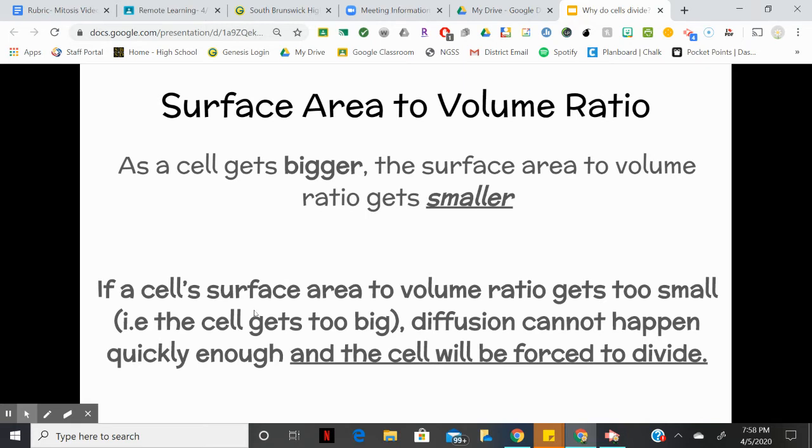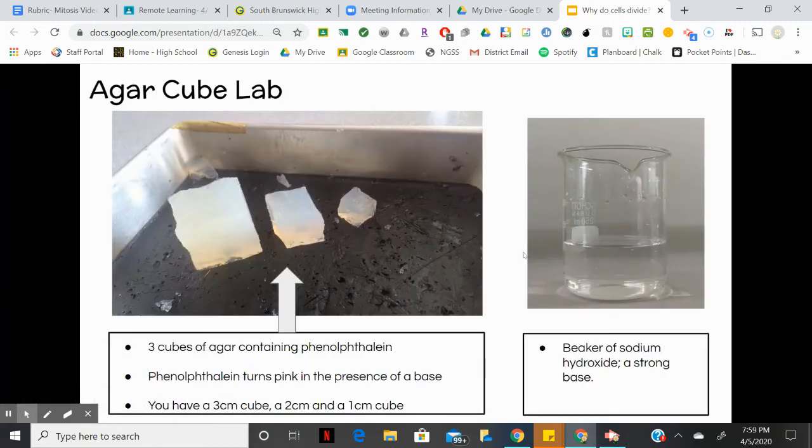What's the word I'm looking for? It's an inverse relationship. As the cell gets bigger, the surface area to volume ratio gets smaller. There's a smaller difference between the surface area and volume. So that means that if a cell's surface area to volume ratio gets too small, meaning the cell gets too big, diffusion cannot happen quickly enough and the cell will be forced to divide. Okay? So here's the lab setup.